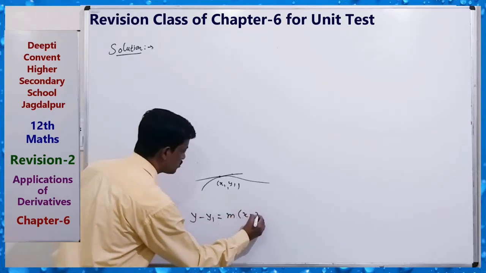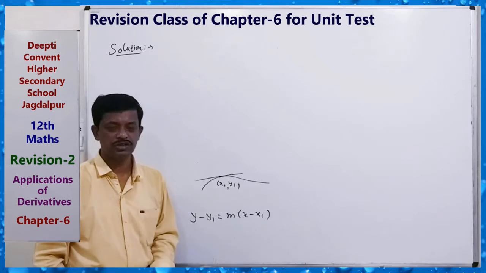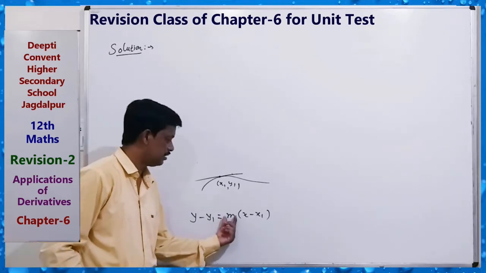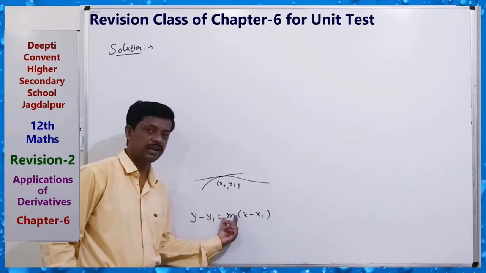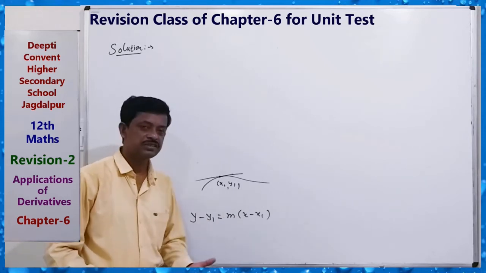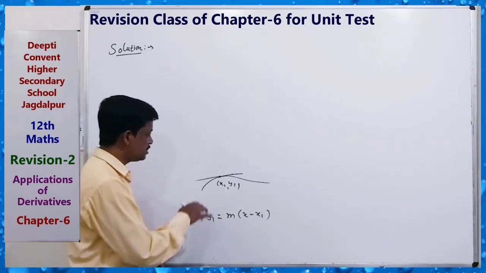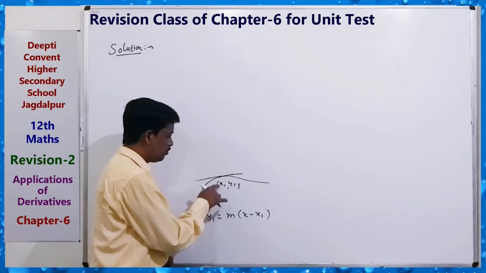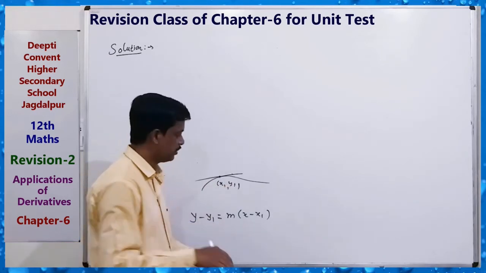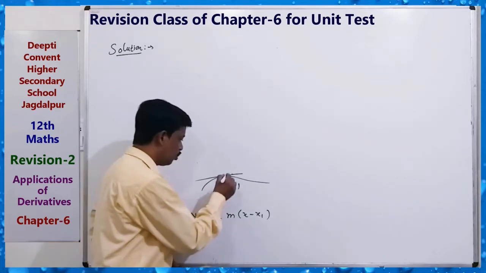Slope times x minus x1. This is the equation of a line. Here, m is the slope of the line, and x1, y1 is a point on the line. That is, if this is the tangent, then on the line, the point x1, y1 is the point of contact. So we require the point of contact and the slope.